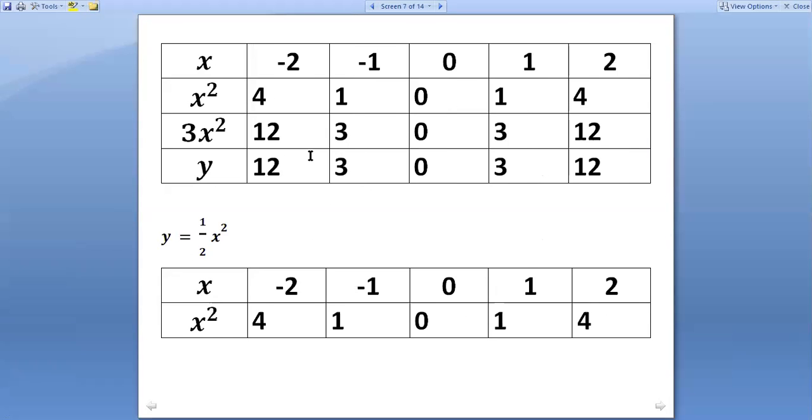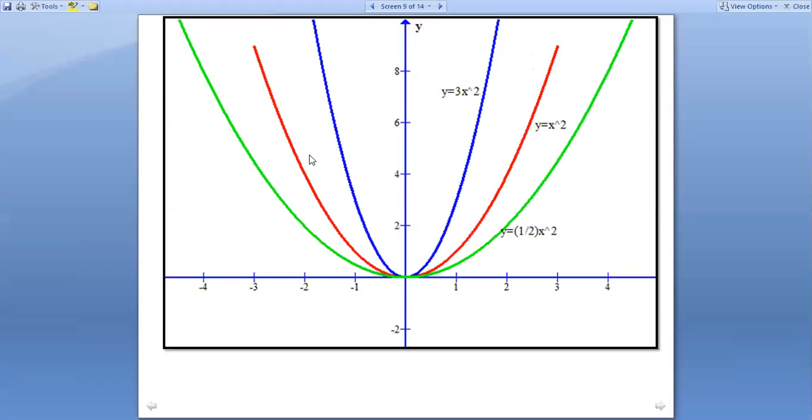you can take the coordinate pairs and plot these graphs on the same Cartesian plane that you drew the graph of the function y equals x squared. This is y equals 3x squared, and this is y equals half x squared. So you can see that all these three graphs, all these three functions go through this point. That means they go through the origin. These three graphs have a minimum point.